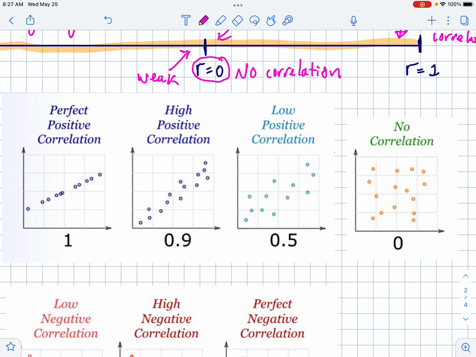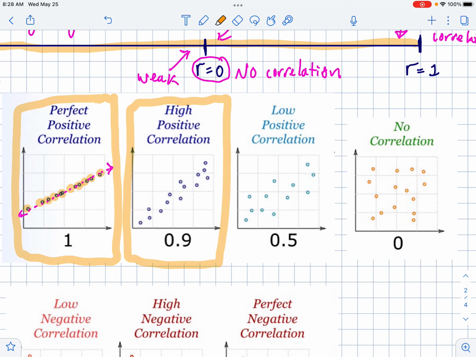So to take a look at some of these pictures here, if we look at just these first three, this graph right here has perfect positive correlation. It's perfect because if you look at these dots, they are very tightly clustered around a line. If you fit a line of best fit, it goes perfectly through those. They're very tightly clustered.